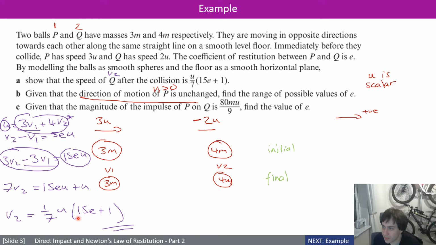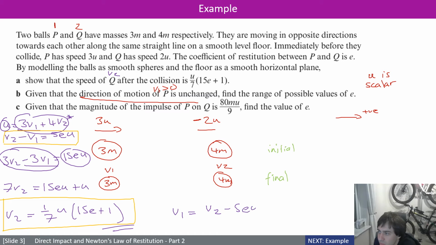So let's do that. In fact, we can probably make use of, we've got a lot of equations going on. Let's use that one and this one to get an expression for v1. So v1, using the first orange box, is equal to v2 minus 5eu. And then using the second orange box, we substitute in v2, so we get this.